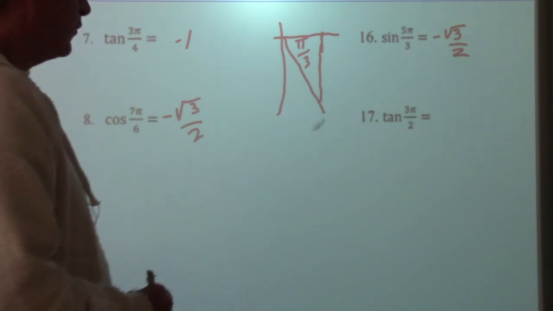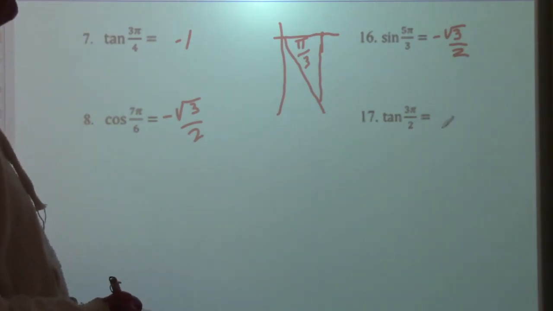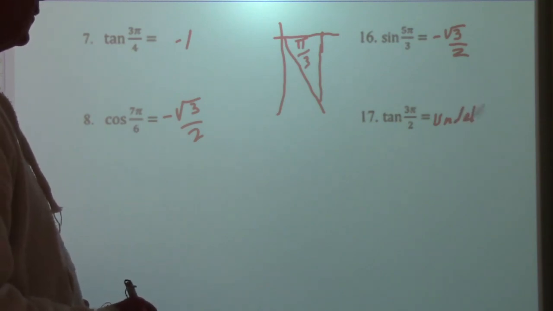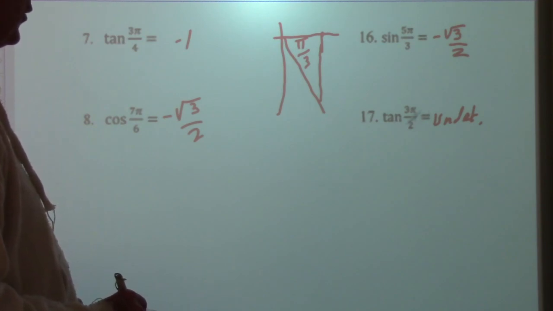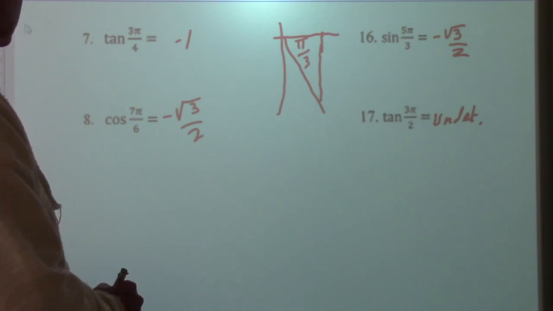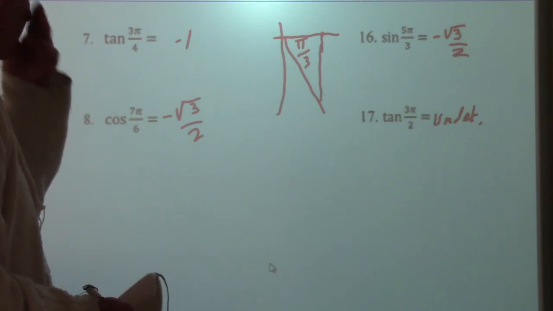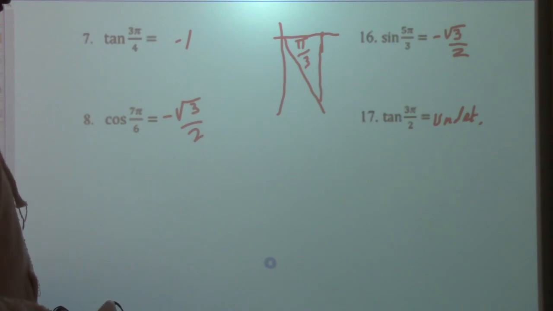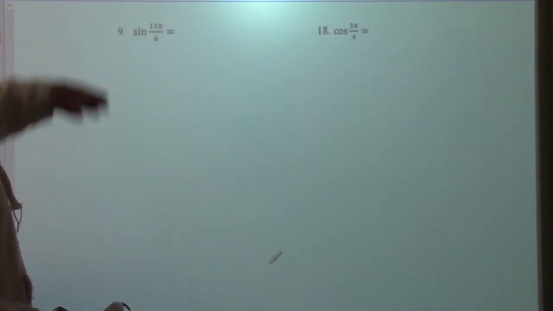And tangent 3 pi over 2, that's going to be undefined. Dividing by 0, that's what you're doing there. So just what should be kind of a little bit of review of what these things are.